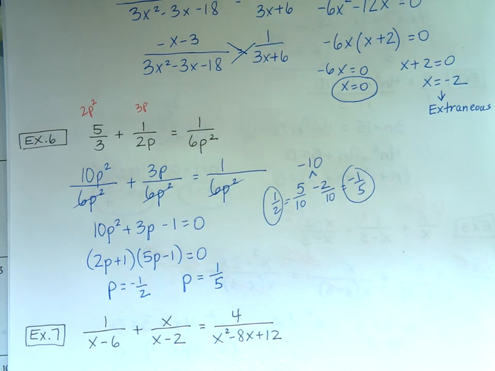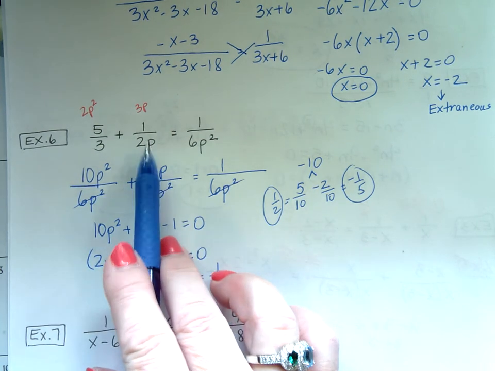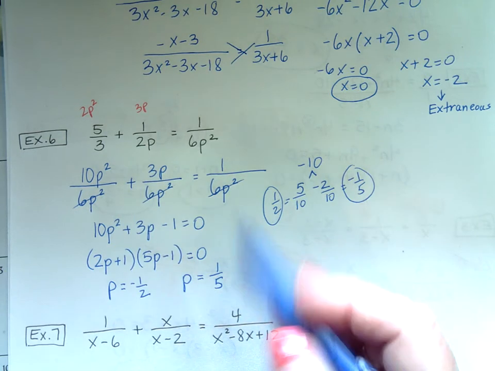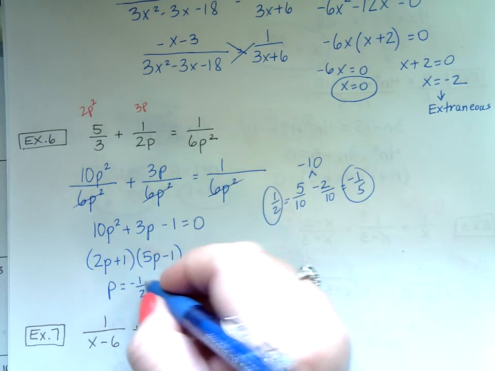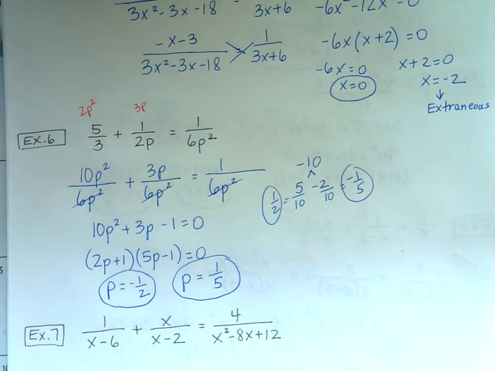Will you have a 0 denominator? The only thing that's going to make this a 0 denominator is if p were 0. That's not what you have. So you plug them in, you're not going to have zeros. So these guys are good. They're both good answers. Ain't nobody extraneous in that guy. So there's example 6.